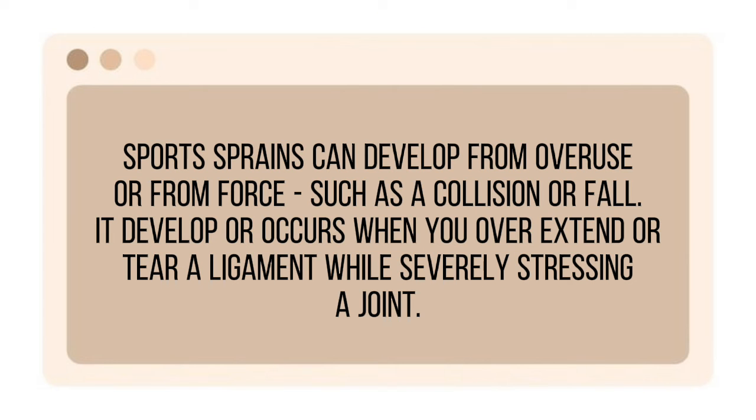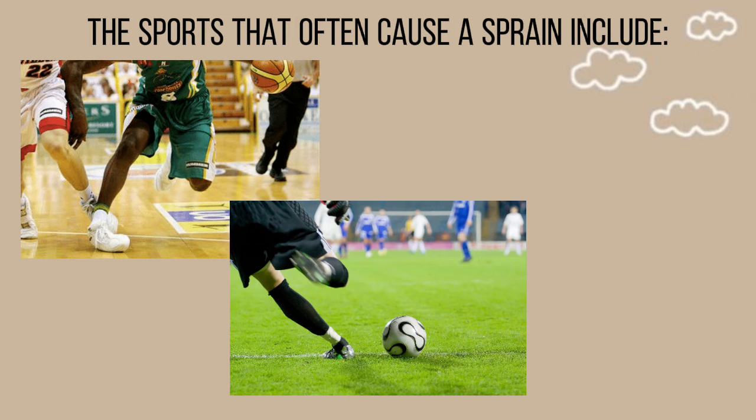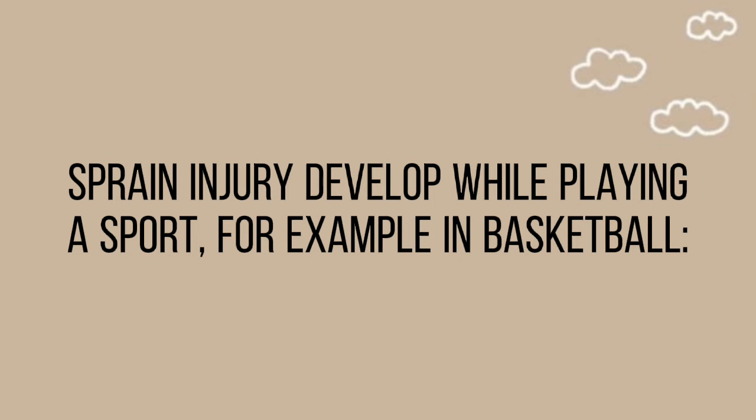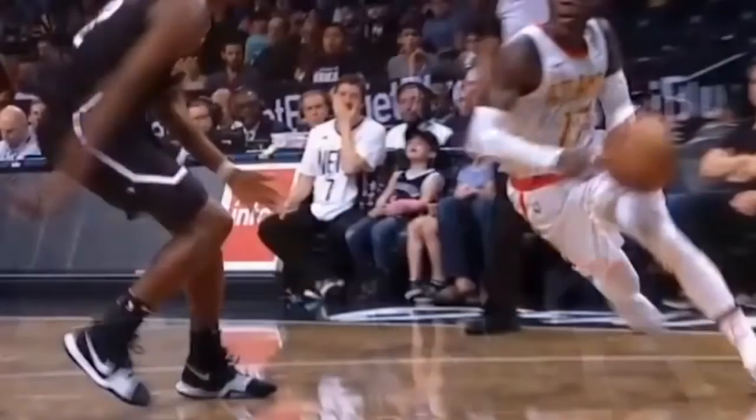Sports sprains can develop from overuse or from force, such as a collision or fall. It develops or occurs when you overextend or tear a ligament while severely stressing a joint. The sports that often cause a sprain include basketball, soccer, and volleyball. Taking a blow to the body, including contact sports that cause a direct hit or a shift in balance and falls.